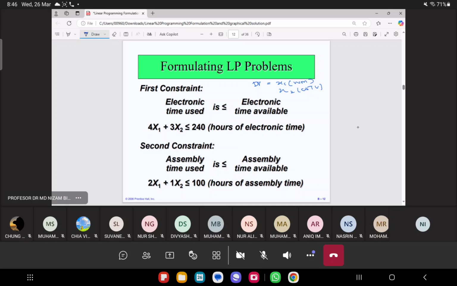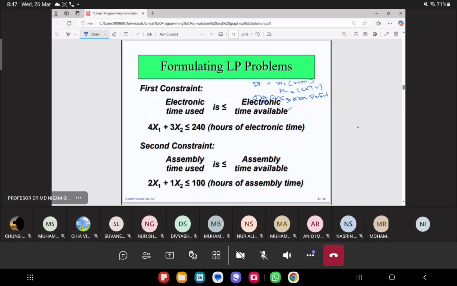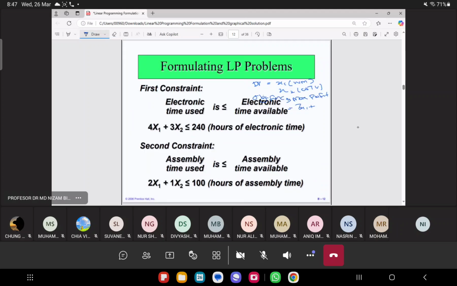Okay. And then the objective function is to maximize profit, and that profit is equal to 7x1 plus 5x2.